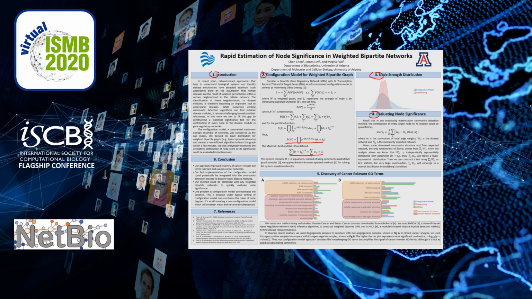Next, I want to talk about how to evaluate node significance using the configuration model. Let's consider modularity maximization-based community detection. The contribution of each node to the module it belongs to can be written as a formula here. W is the disease network and N is the modularity expected network. If we want to evaluate the significance of some node i, we note that the discovered module structure and the expected edge weight should be fixed.